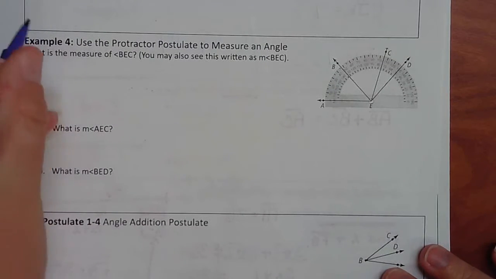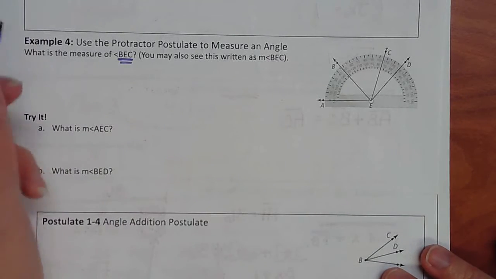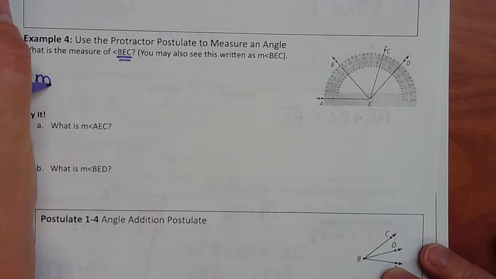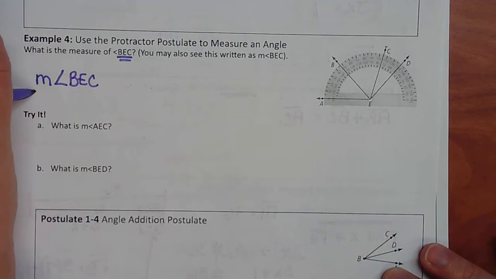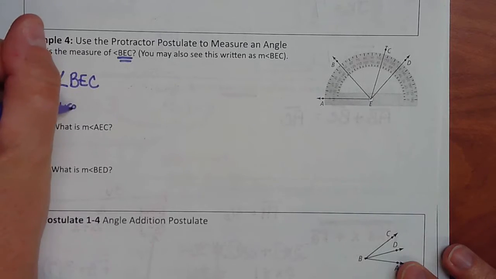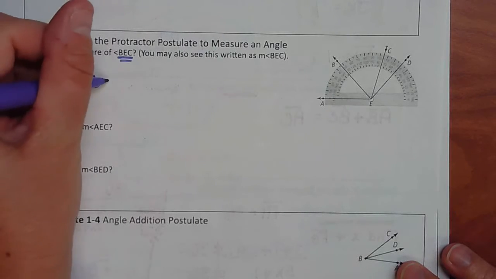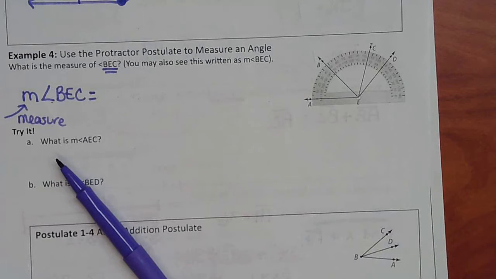In the directions for example 4, it says, what is the measure of angle BEC? How we notate the measure of angle BEC, and how you're going to see it, is they're going to put an M, angle BEC. This M right here, you don't say M, you would say measure. This lets you know that you're finding the degree measure. So the measure of angle BEC equals, and then we'll come over here and try to figure out what the actual degree measure is.